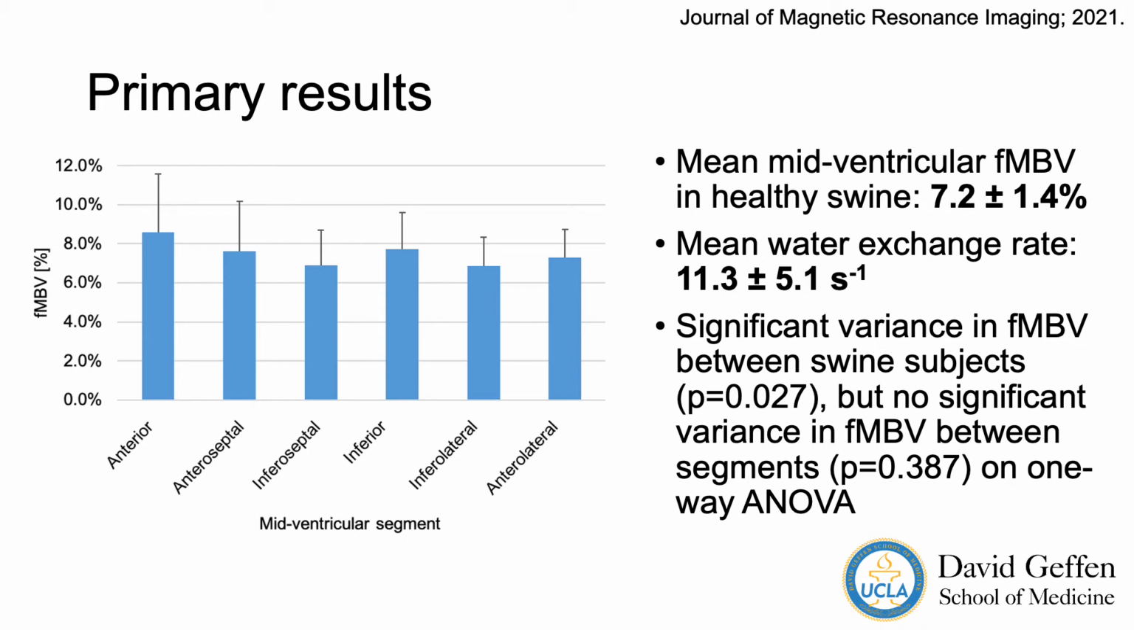We found that while there is a significant variance in the baseline blood volume between swine subjects, we found no significant variance in blood volume between myocardial segments from the anterior to anterolateral segment in our healthy swine.